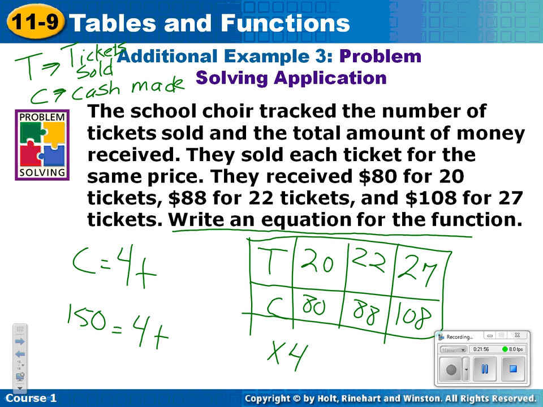Okay. So what's happening to the variable in the situation? t is the variable. It's being multiplied by 4. Good. And the exact opposite of multiplying by 4 is dividing by 4. So we divide by 4 here, and we divide by 4 here. Tickets sold that we need is going to be 150 divided by 4, which is?